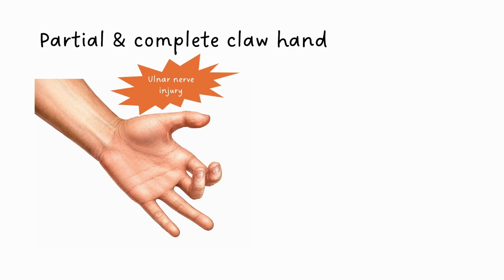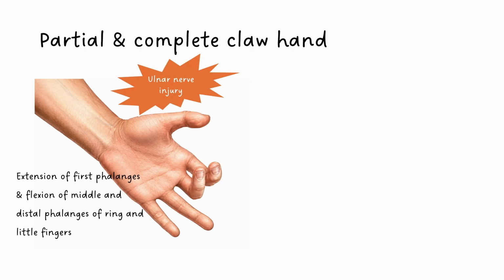Now let's understand partial and complete claw hand. The partial claw hand is nothing but the ulnar nerve injury, where we see extension of the first phalanges or the metacarpophalangeal joints and flexion of the middle and distal phalanges or the interphalangeal joints of the little and ring finger.